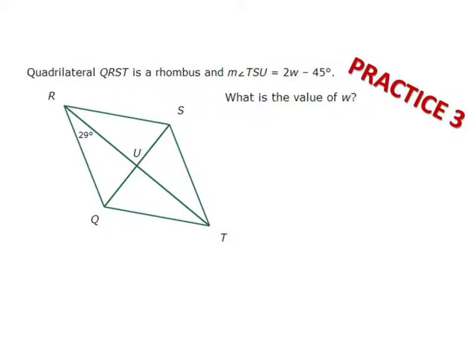Here is practice 3. Quadrilateral QRST is a rhombus, and the measurement of TSU is equal to 2W minus 45. What is the value of W?